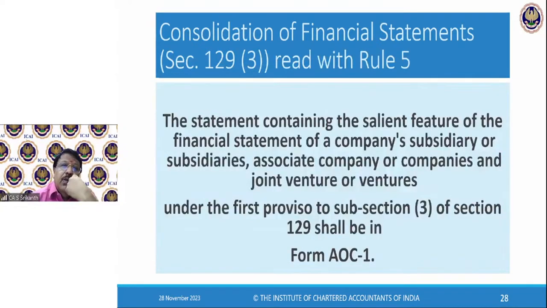Now, the statement containing the salient features of the financial statement of a company, subsidiary, associate, joint venture, etc. should be in Form AOC 1. They should also provide that. The salient features, not the full one, but summarized in AOC 1. AOC, accounts of companies, that's all. If you are wondering, what is AOC, sir? Accounts of companies. Our MCA is very highly imaginative. Whatever the chapter name, they will abbreviate it for the form number. Okay.